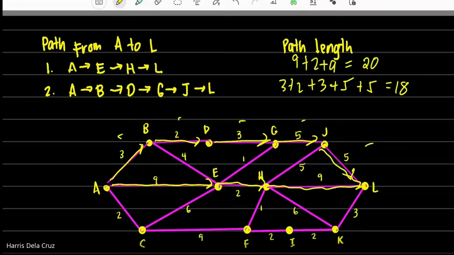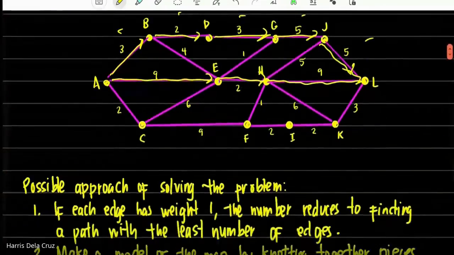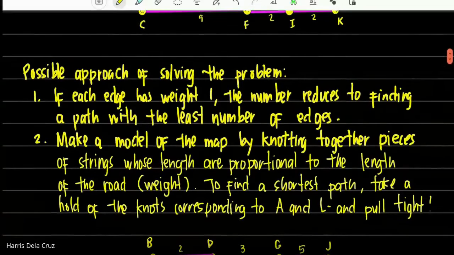Okay? So in this two example, we see na yung path consisting of A to B, B to D, D to G, G to J, and then J to L gives you a shorter distance than the path on number 1. So the idea is, anong path yung gagamitin natin to get the shortest path or to get the shortest distance? So there are probably many approach that you can take para sagutin yung tanong na yun.